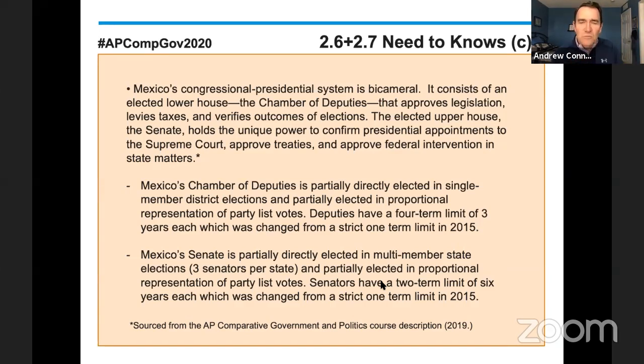The president still has the one 6-year term called the sexenio, but now representatives in the Congress can serve up to 12 years. So there are 4 3-year terms in the Chamber of Deputies and 2 6-year terms in the Senate. So they've relaxed those term limits when it comes to legislators in Mexico.